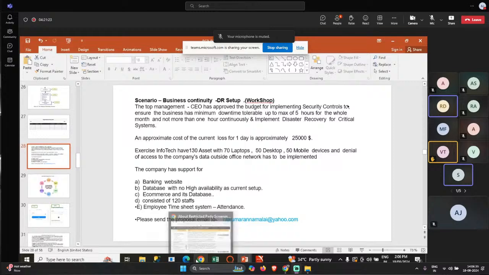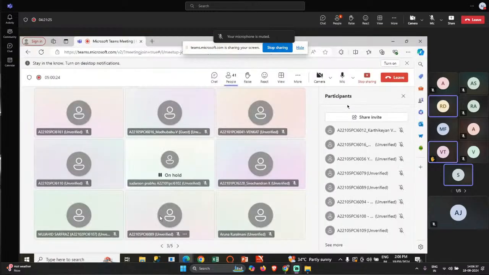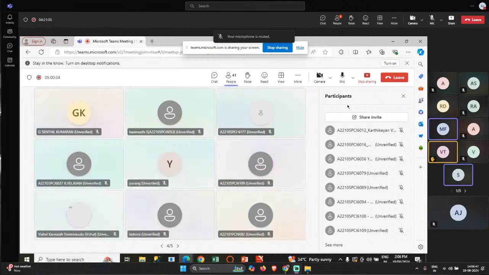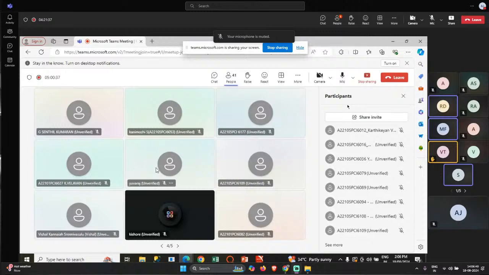Anybody else? Has any other inputs? Venkat, Shivachandran. VPN access has to be implemented. Just put it on your points list of risk, what you identified and how you can implement, what control you're going to put in place. Okay. Continue next.